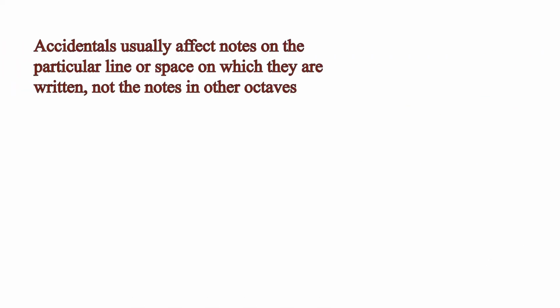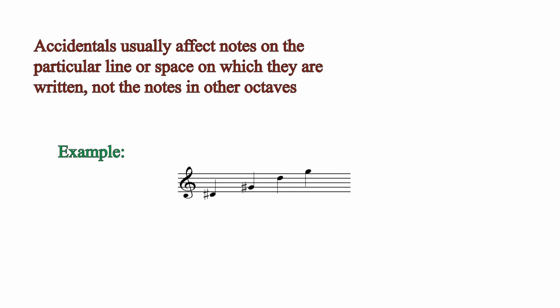Accidentals usually affect notes on the particular line or space on which they are written, not the notes in other octaves. In the example shown, even though the last two notes have the same names as the first two and they are in the same bar, being in a different octave cancels the effect of the accidental.